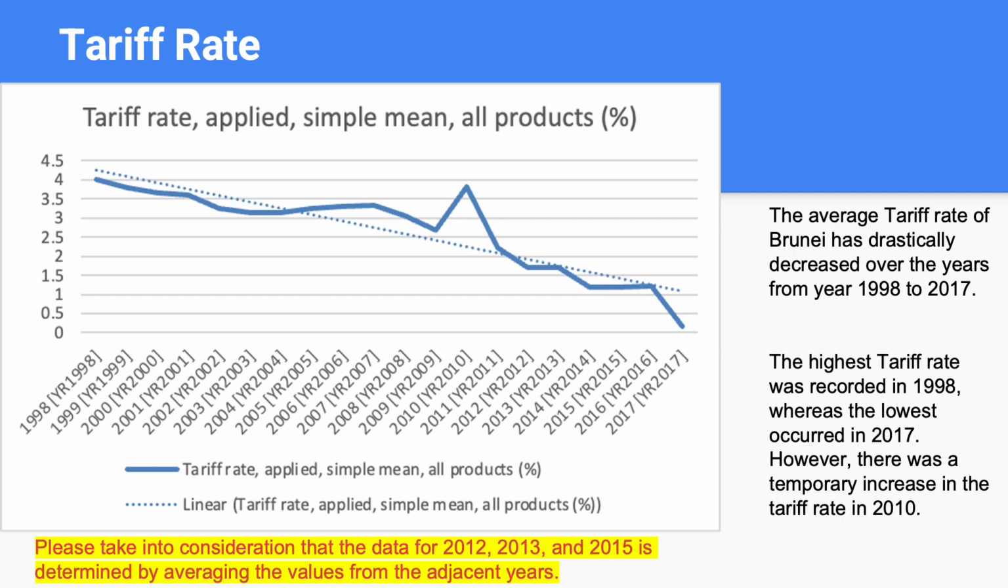Import quotas. Import quotas directly limit the quantity of certain goods that can be imported. Governments may use quotas to protect local industry by limiting the amount of foreign competition they face. Next, lack of diversification. Brunei's economy is heavily reliant on a specific sector, which is energy. This might cause the country to struggle to diversify its import base.